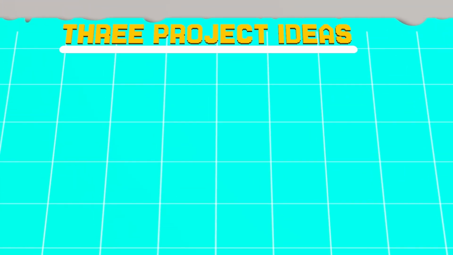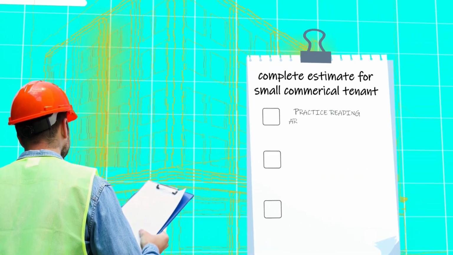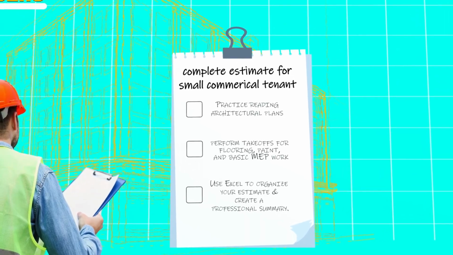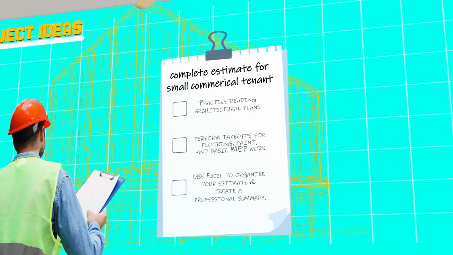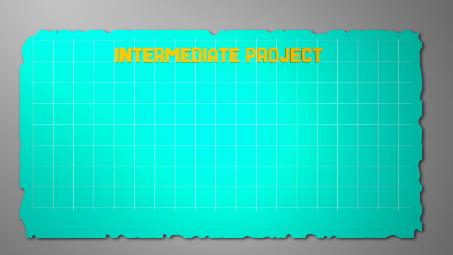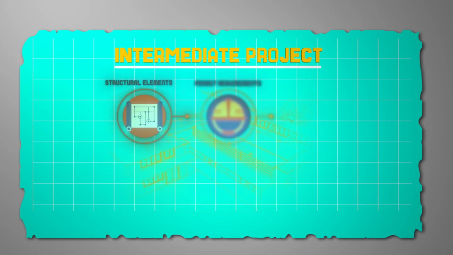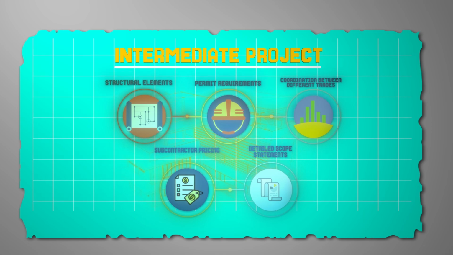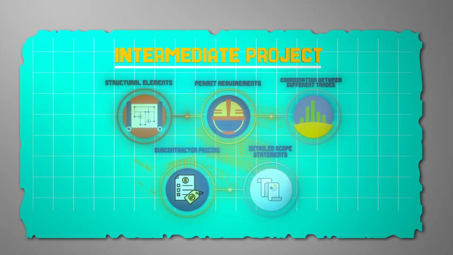Here are 3 project ideas at various difficulty levels. For a beginner project, complete an estimate for a small commercial tenant improvement. Practice reading architectural plans, performing takeoffs for flooring, paint, and basic MEP work. Use something like Excel to organize your estimate and create a professional summary. Something that's a little bit more intermediate is to estimate a residential addition project. This introduces you to structural elements, permit requirements, and coordination between different trades. Work with subcontractor pricing and learn to create detailed scope statements.